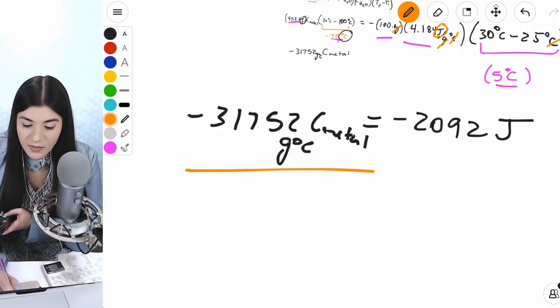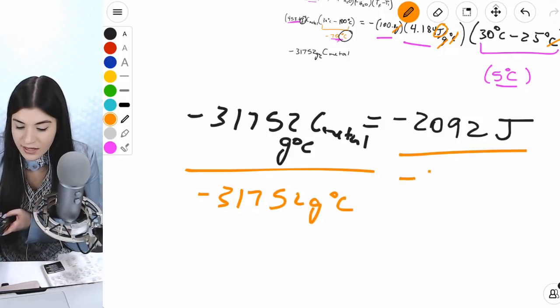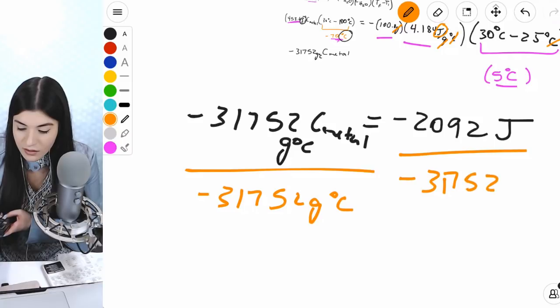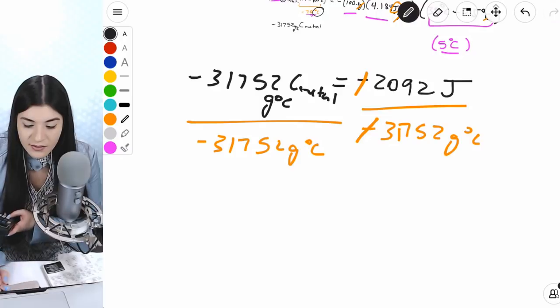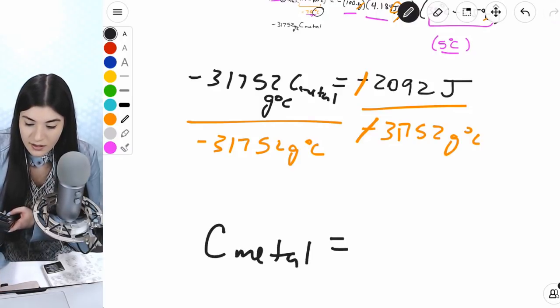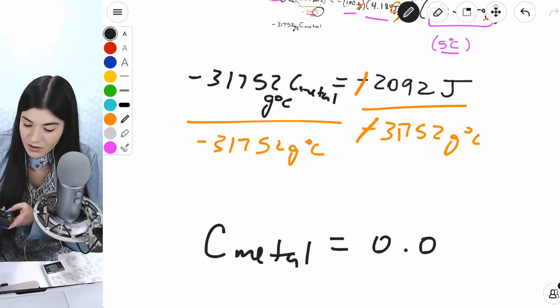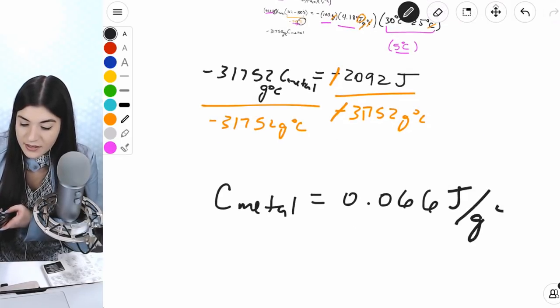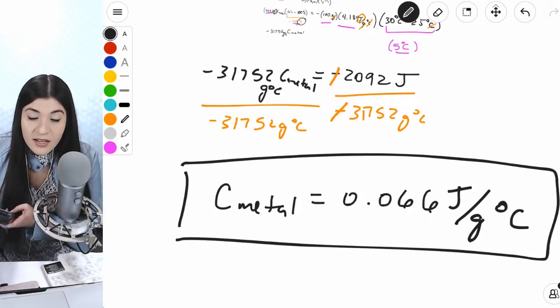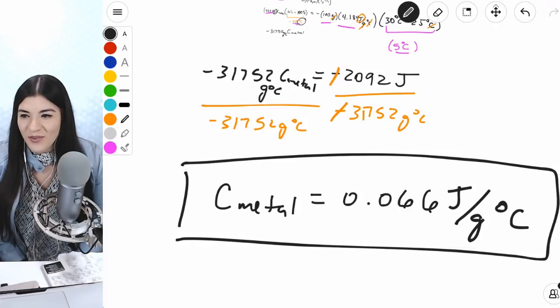So last step is I'm going to divide all of this over. And let's see what we get. So these negatives will cancel, right? It's going to turn positive. And let me divide those two. So 2092 divided by 31752. This would give us 0.066 joules per gram Celsius, and that is the correct specific heat capacity. All right, so that's exactly what you would get for that type of question.